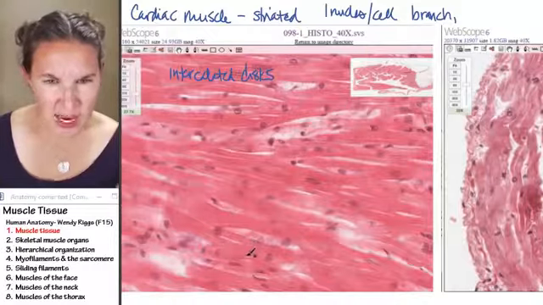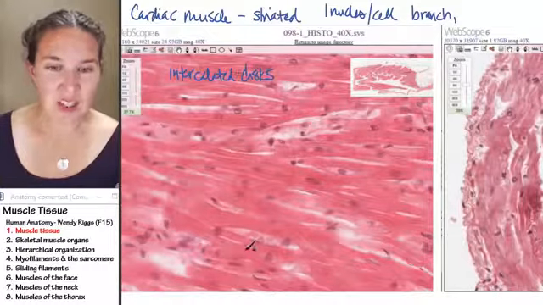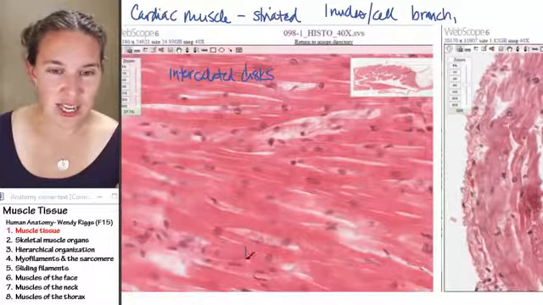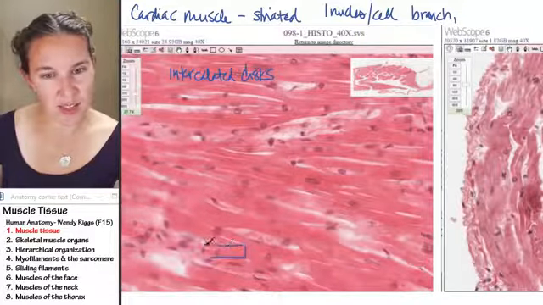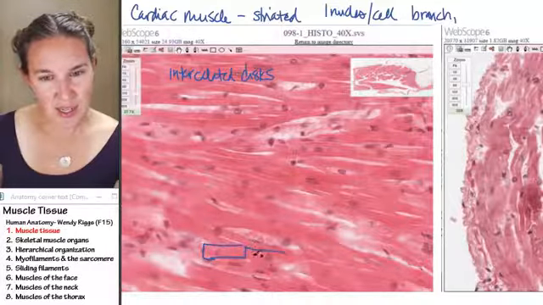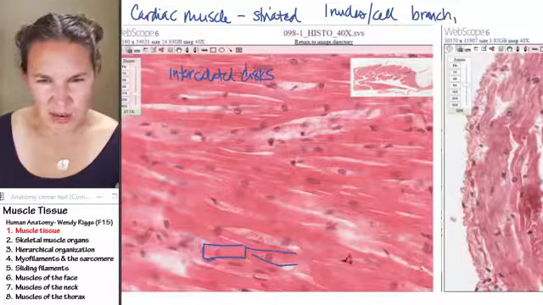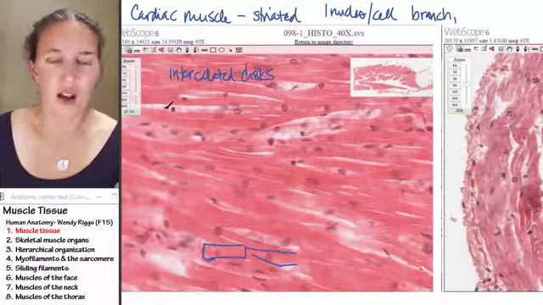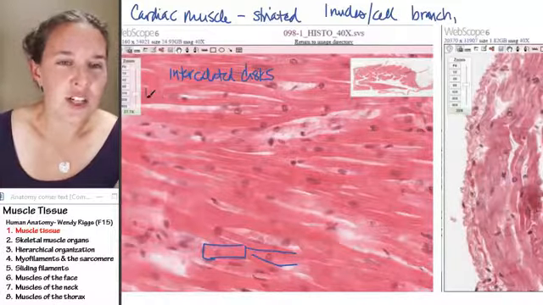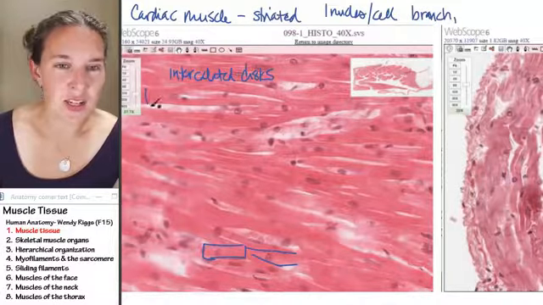Now, take a deep breath, and I'm going to draw over one. See that little line right there? That is not a striation. That's actually an intercalated disc where this cardiac muscle cell is connecting to this cardiac muscle cell. Now, I don't know if I can see a place that illustrates it super well here. Oh my gosh, look, here's an intercalated disc. I just drew over the top of it.